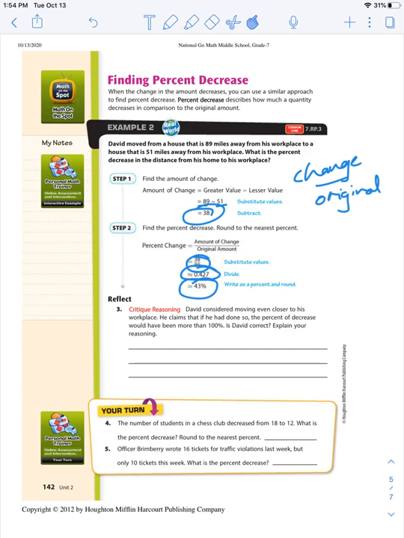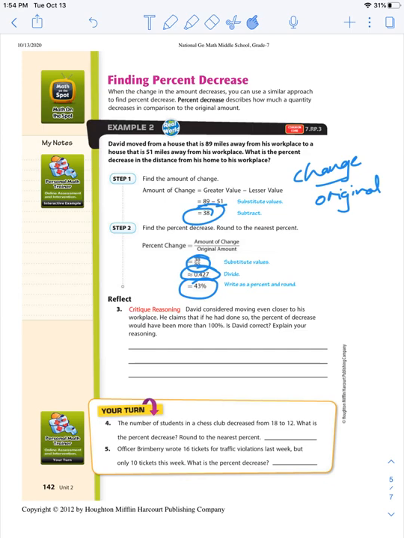All right, so David considered moving even closer to his workplace, and claims that if he had done so, the percent of decrease would have been more than 100%. Is David correct? Well, let's think back to the last page when we reflected and thought, what would a 100% increase be? That would be if it doubled.